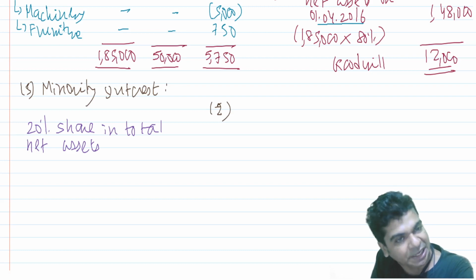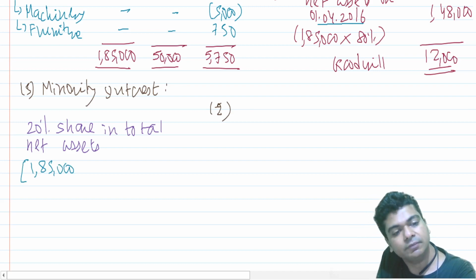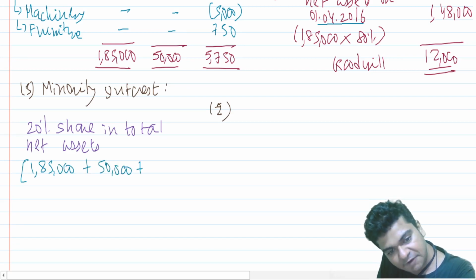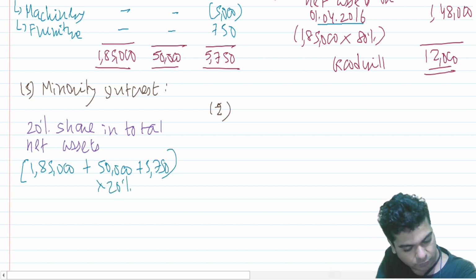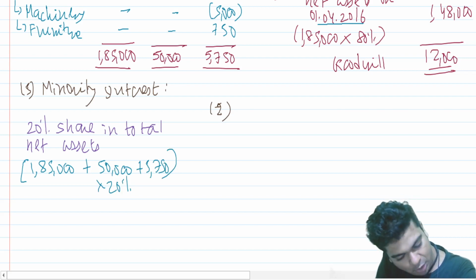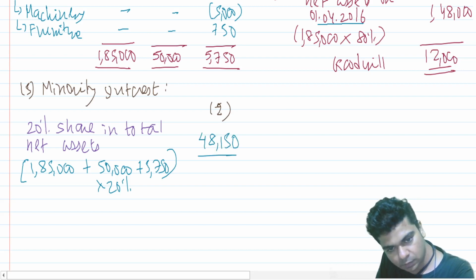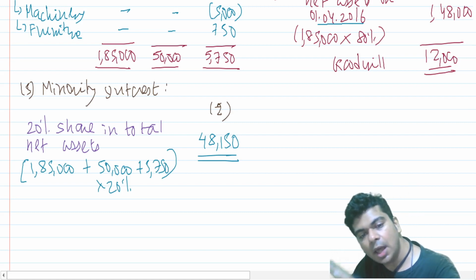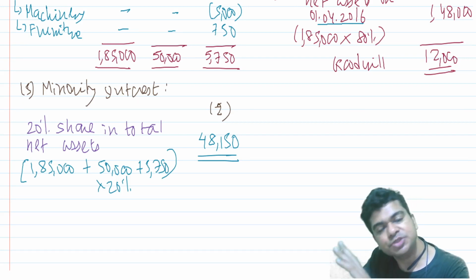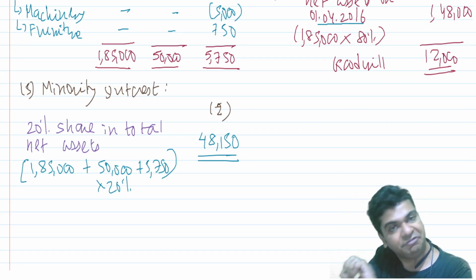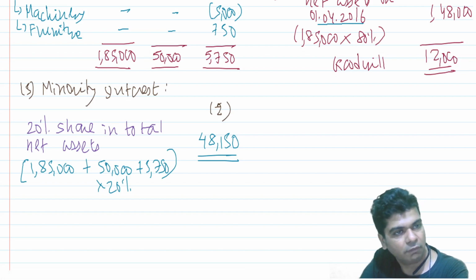Okay, total net assets. It's there in the earlier working itself. 1,85,000, then 50,000, then 5750. Whatever it is, multiply by 20%. Minority shareholders do not care whether it is pre-acquisition or post-acquisition, right? They are interested in how much they will get if the subsidiary goes into liquidation. So by chance on 31st March 17, if the subsidiary goes into liquidation, 48,150 is payable to the minority shareholders. Fine.